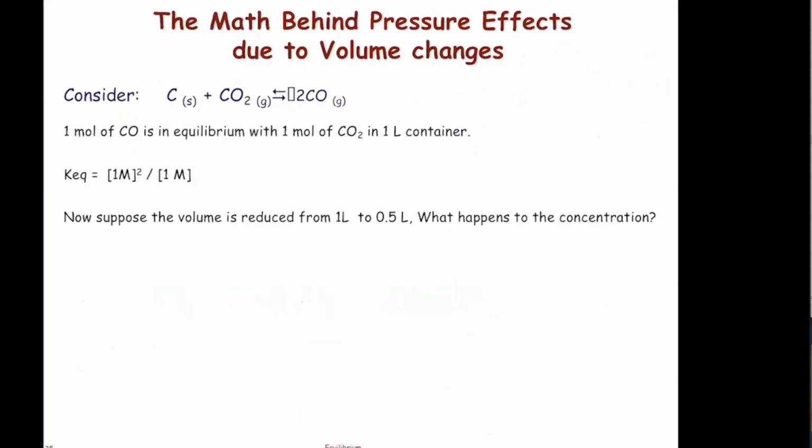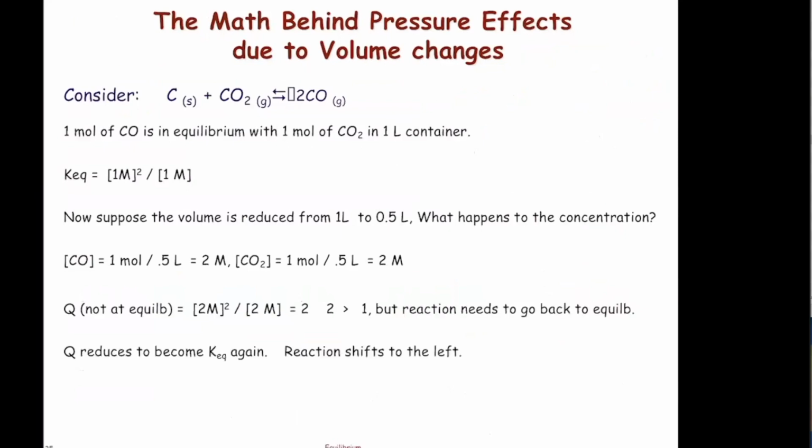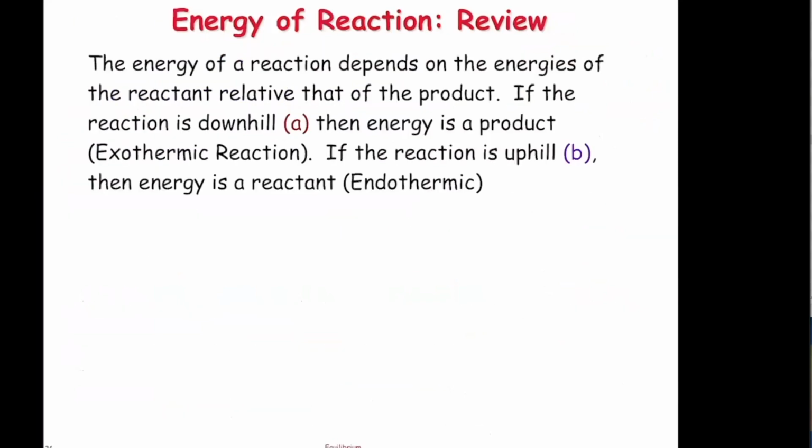Let's take a look at the last effect. That's the temperature effect. Let's skip this part right here. This is actually the mathematics of why these things will shift. But let's take a look at temperature. Remember I told you when you have an endothermic reaction, it means that the energy is a reactant. When you have an exothermic reaction, then we say the energy is a product.